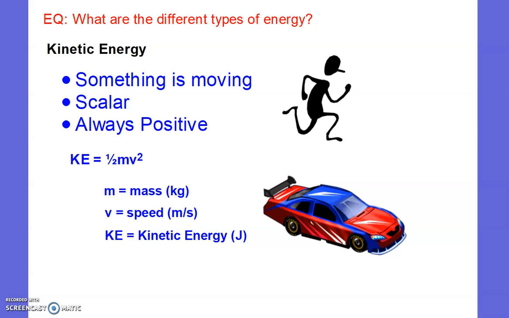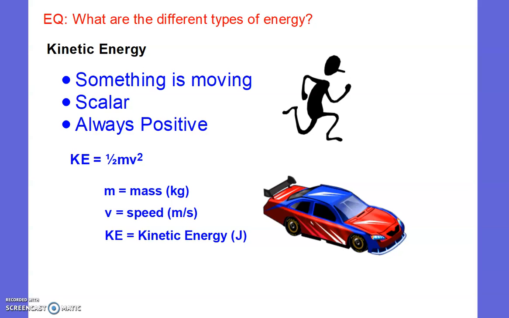The question here today is, what are the different types of energy? We'd already talked about what energy is, which is the ability to do work. And kinetic energy is that energy when something is moving. So whenever an object is moving, it has the ability to do work.